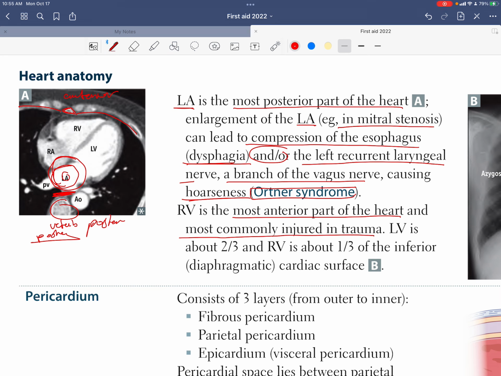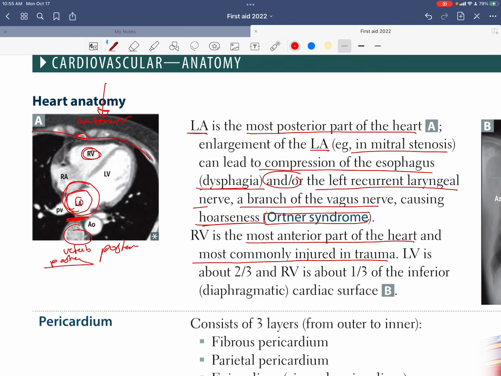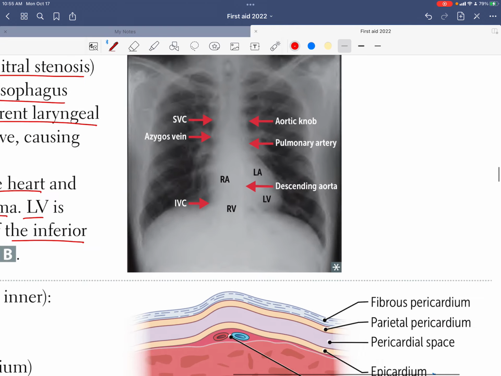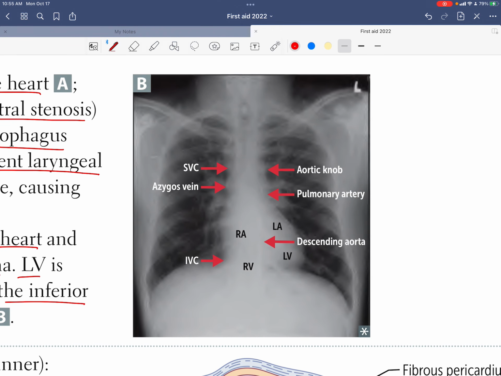So the right ventricle is the most anterior part of the heart and most commonly injured in trauma. So this is the right ventricle. It's the most anterior part, and it makes sense because injuries come to the anterior part of the body, so it would be injured. The left ventricle is about 2/3, and the right ventricle is about 1/3 of the inferior diaphragmatic cardiac surface. So this is the inferior diaphragmatic cardiac surface.